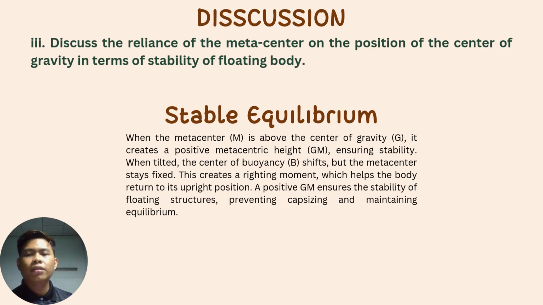And the last question, discuss the reliance of the metacenter on the position of the center of gravity in terms of stability of the floating body. We have three types of equilibrium for this floating body. First, we have stable equilibrium. When the metacenter M is above the center of gravity G, it creates a positive metacentric height GM, ensuring stability. When tilted, the center of buoyancy B shifts, but the metacenter stays fixed. This creates a righting moment, which helps the body return to its upright position. Positive GM ensures the stability of the floating structure, preventing capsizing and maintaining the equilibrium.